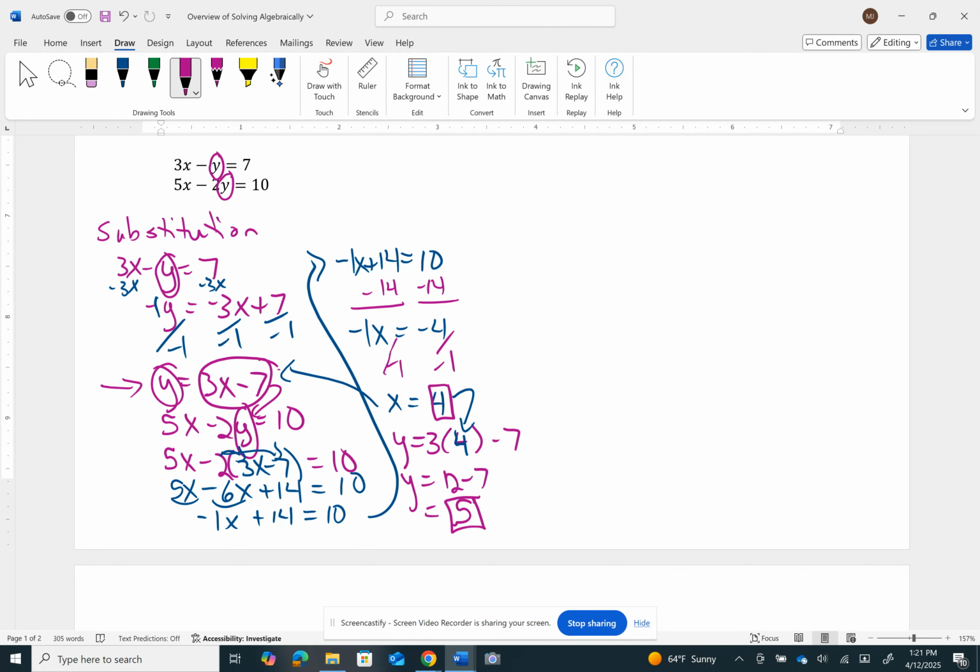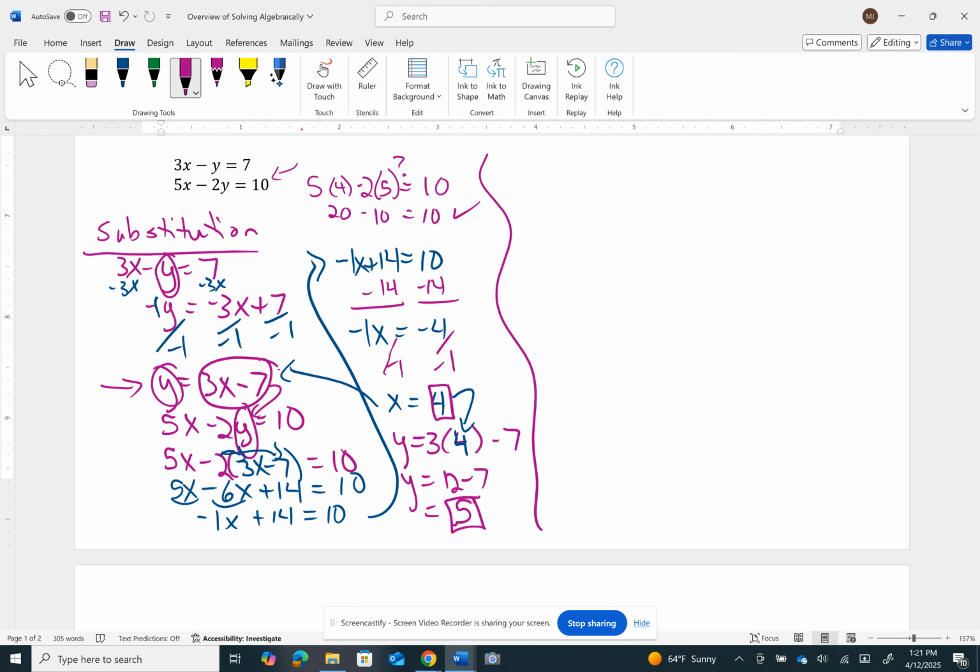And so to check it, I would use this equation and put in the 4 for x, put in the 5 for y, and see if you get 10. So 20 minus 10 does equal 10. So it checks. All right, that's the substitution approach.